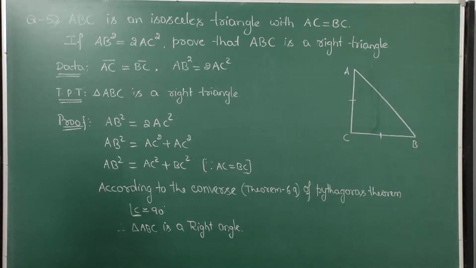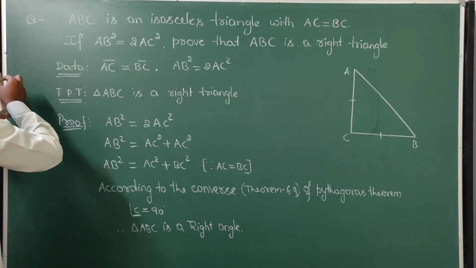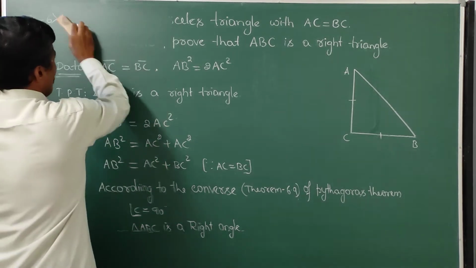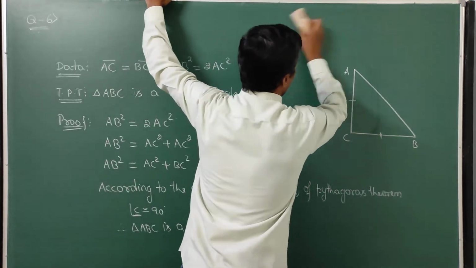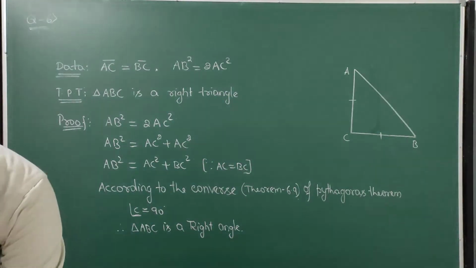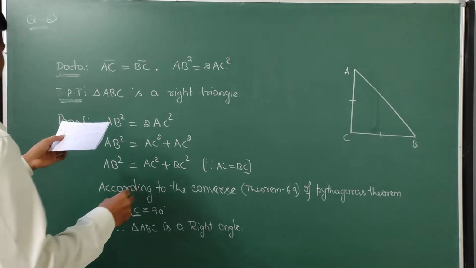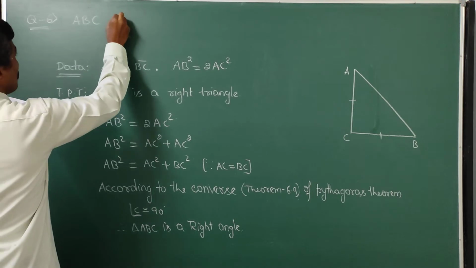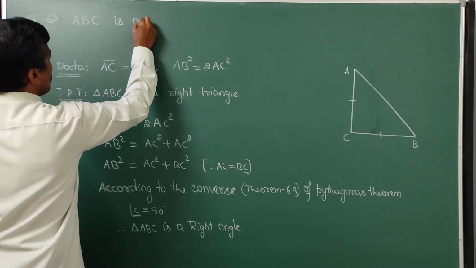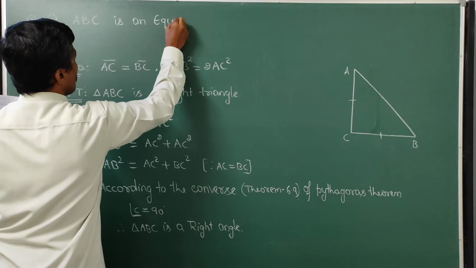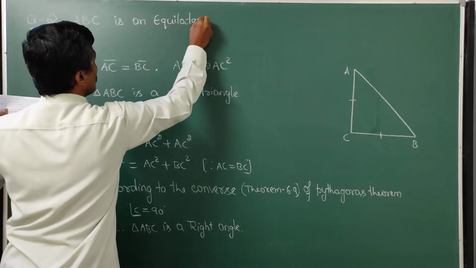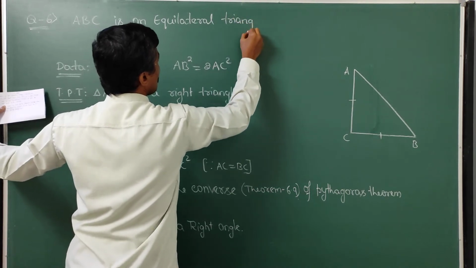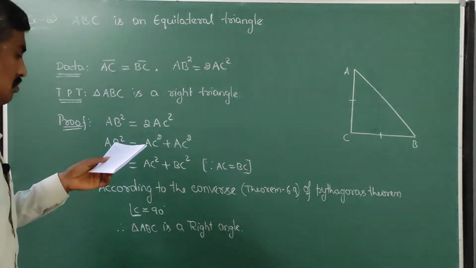Question number 6 is regarding an equilateral triangle. The question is like this: ABC is an equilateral triangle. You know the meaning of equilateral triangle: all three sides are equal.